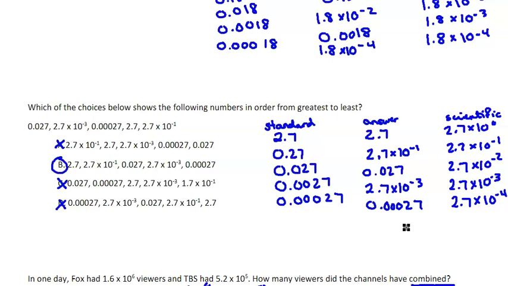If we look at our standard notations, you'll notice that the numbers are actually getting farther and farther into the decimal as it goes down. So those places are getting farther out as we go down. If we look at the scientific notation, our exponents are going farther away from 0, so they're getting further negative, and therefore they are getting smaller.